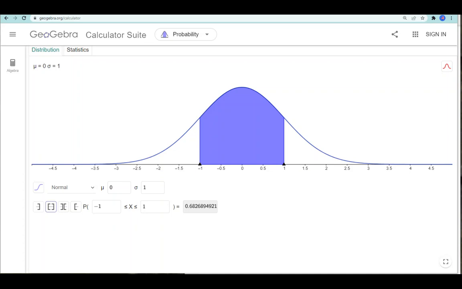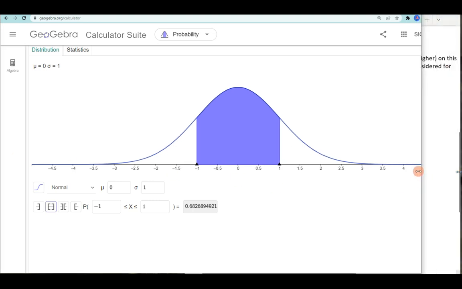Hello, welcome to a tutorial on how to use the probability calculator from GeoGebra, which is a mathematics software accessible online. In this video, we're going to use this probability calculator to compute some more probabilities in context. If you don't know how to access this probability calculator, watch my video about finding probabilities with the normal distribution. All right, let's look at an example.